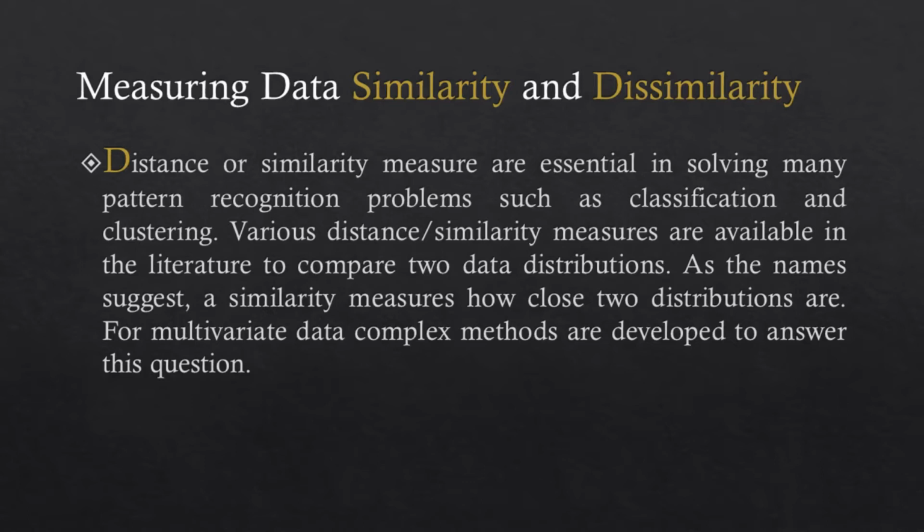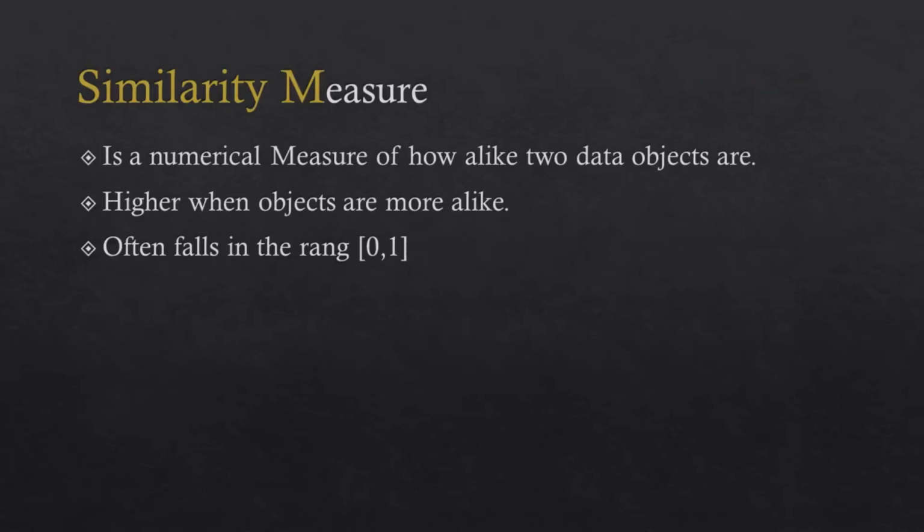Kapag sinabi natin na similarity and dissimilarity measure, meaning it is about a numerical measure. So, ang similarity measure is a measure of how similar are the two objects or how alike they are. On the other hand, ang dissimilarity naman is kabaliktaran ng similarity, which means that it measures how different are the two objects. Similarity measure is a numerical measure of how alike two data objects are.